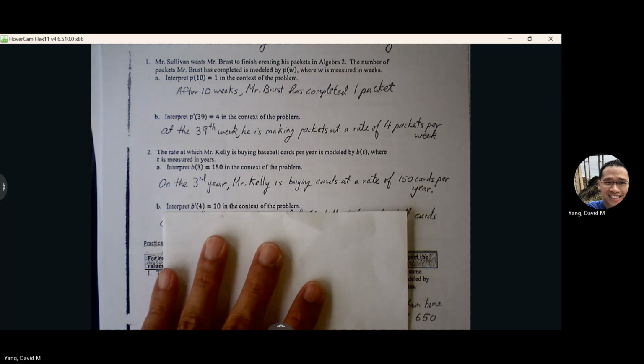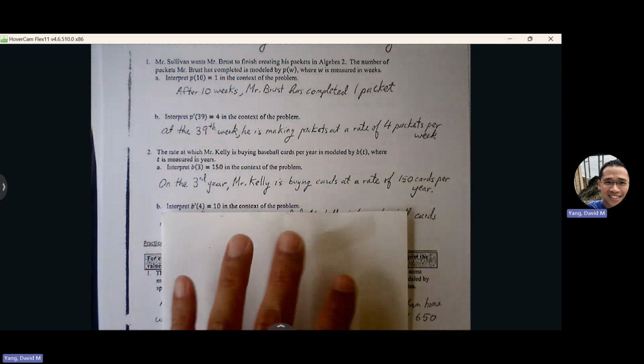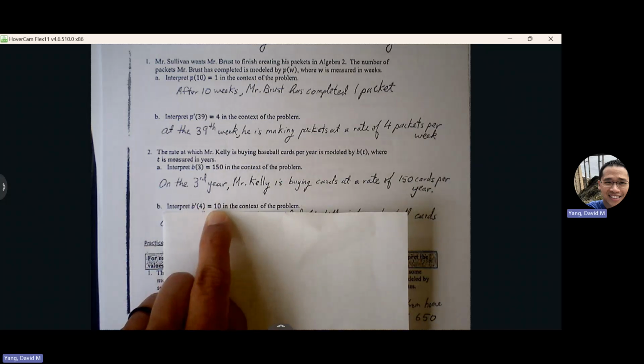Now, B of T in this case is already a rate. So in the third year, Mr. Kelly is buying cars at a rate of 150 cars per year. B prime, we know that's going to be a rate of a rate. But we don't want to say rate of a rate. We want to say either the rate is increasing or the rate is decreasing. In this case, that 10 means the rate is increasing. A -5 would mean that the rate is decreasing.